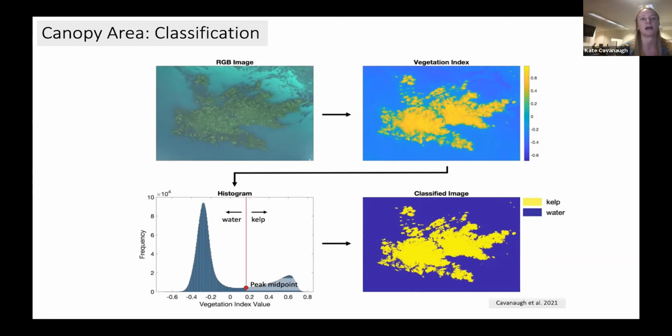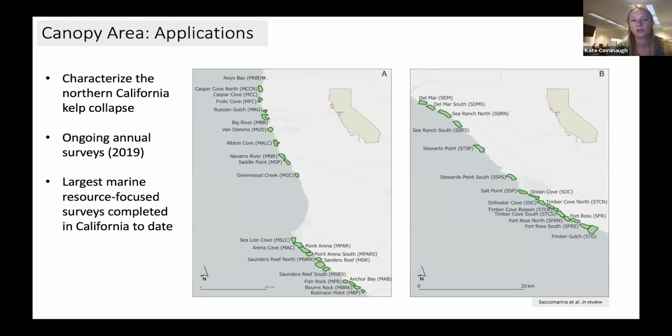And this methodology has allowed us to apply drone imagery for a number of applications. For example, we've been able to characterize the Northern California collapse that I described earlier. We've participated in annual surveys since 2019 in collaboration with folks at the Nature Conservancy, as well as the Greater Farallones Marine Sanctuary. These are the largest marine resource-focused surveys completed in California to date. We cover a large range of area in Northern California in Mendocino and Sonoma counties. And these repeat time series have allowed us to track the declines and the recoveries that Landsat was not able to capture.